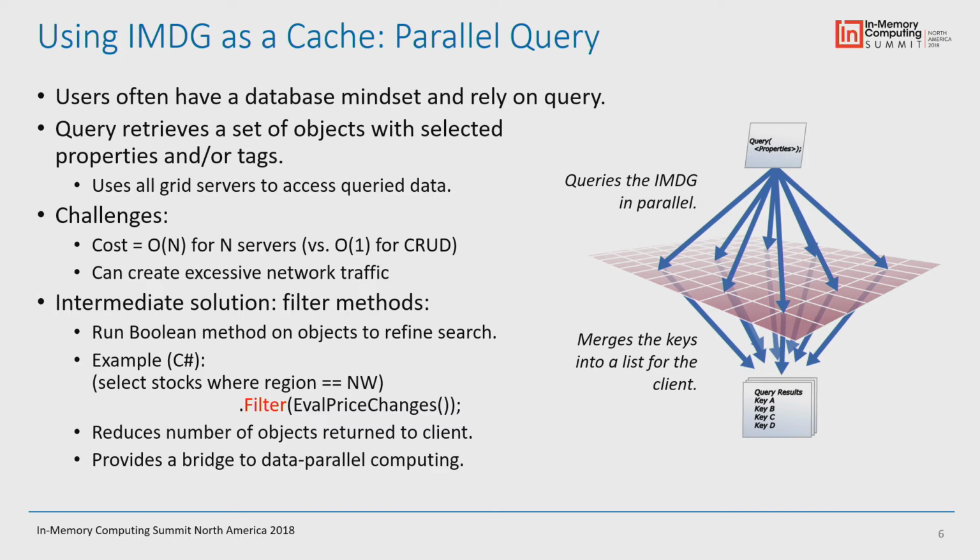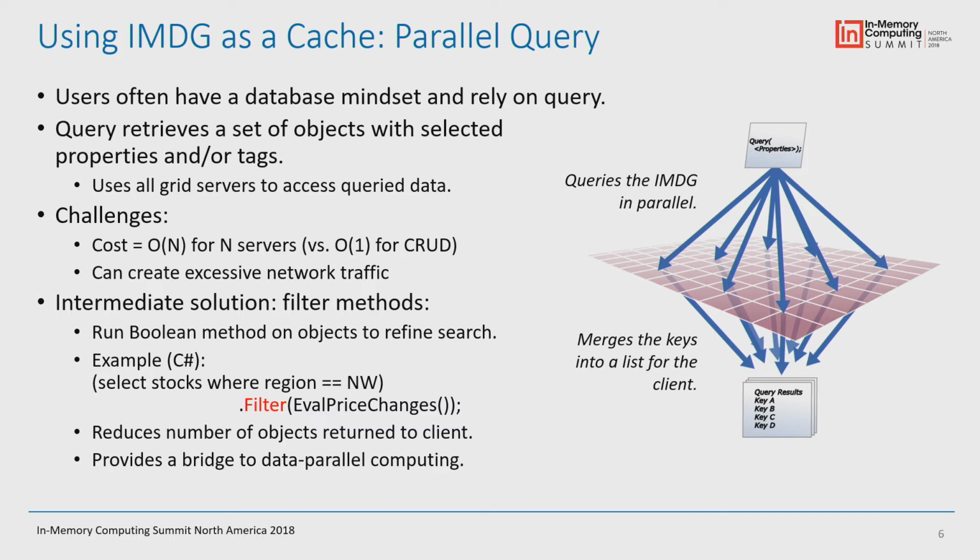So what we found is that we are often discouraging customers from using parallel query and instead move to data parallel computing, and that's what we'll focus on in the next slide. But there is an intermediate step you could think about, which is, okay, we're going to allow you to do a parallel query, but then we're going to ship out a method that can be run against all the queried objects and run in the grid to actually say, do I really care about this object?